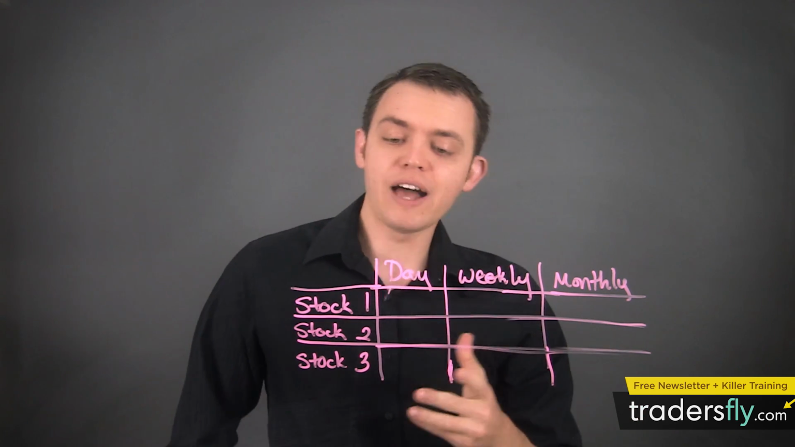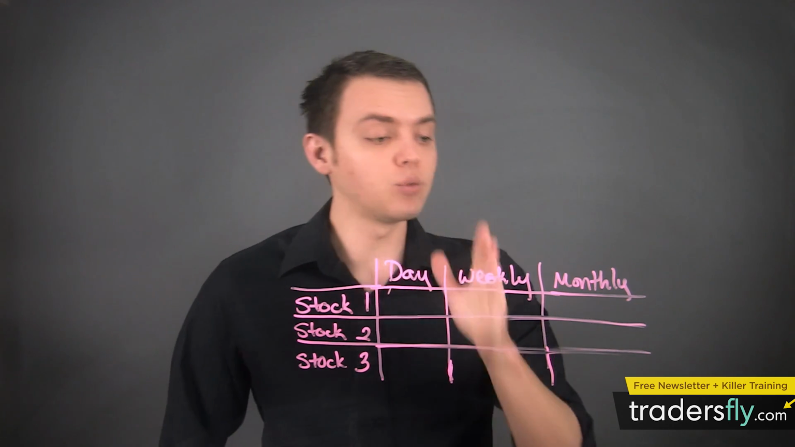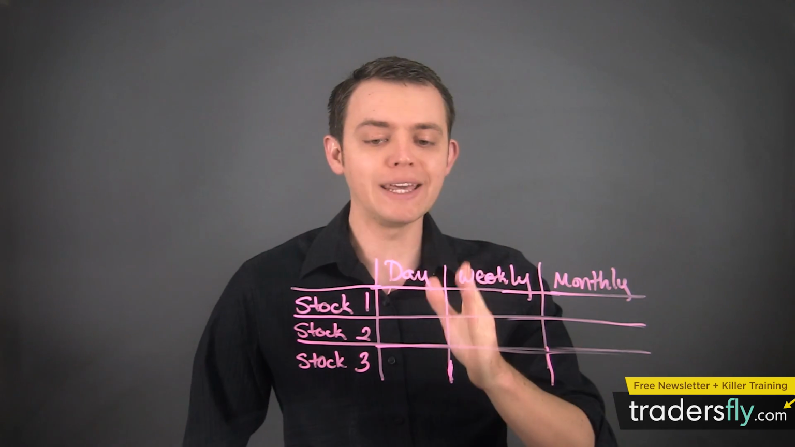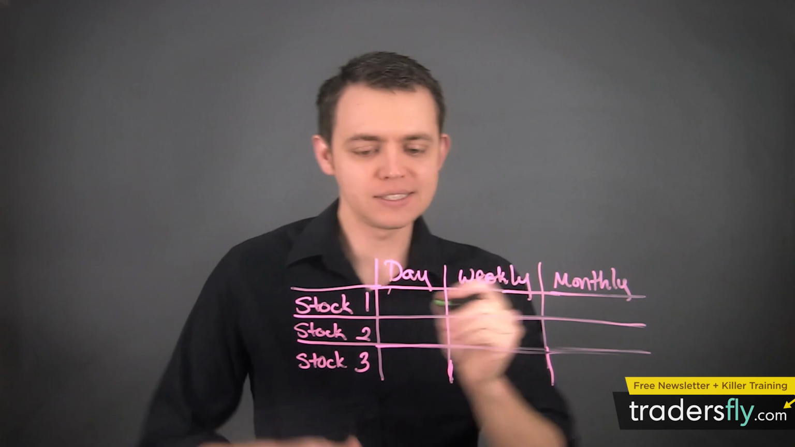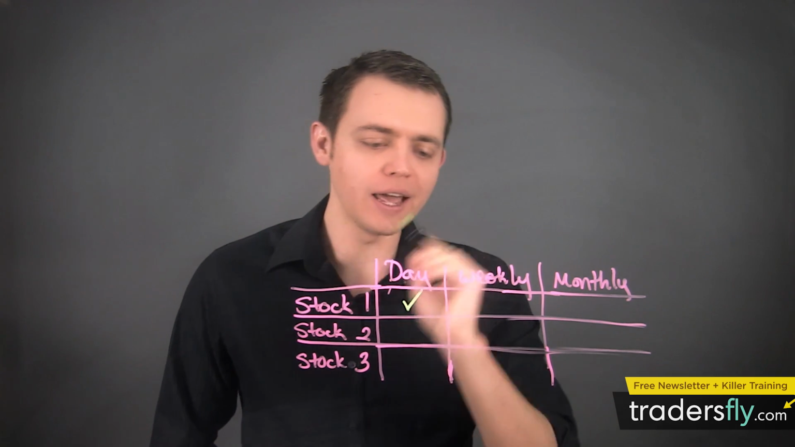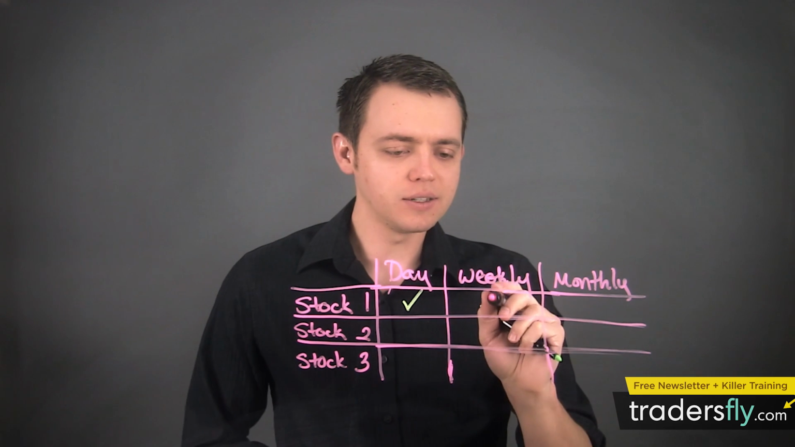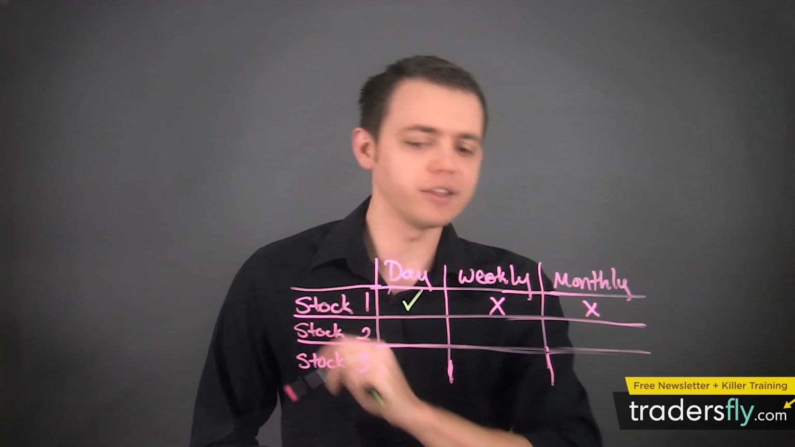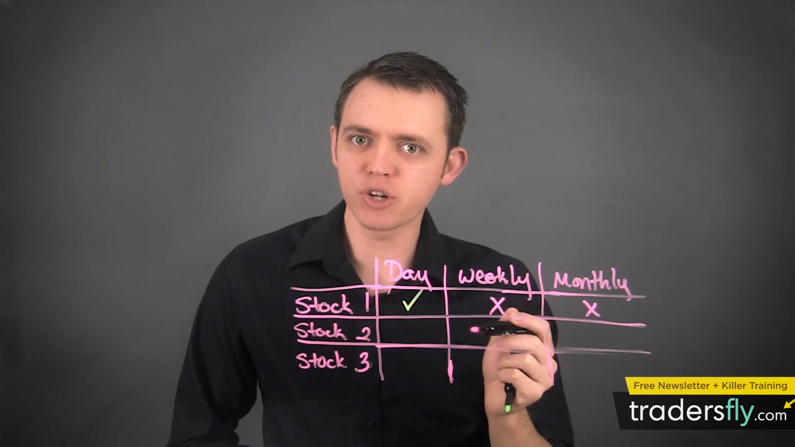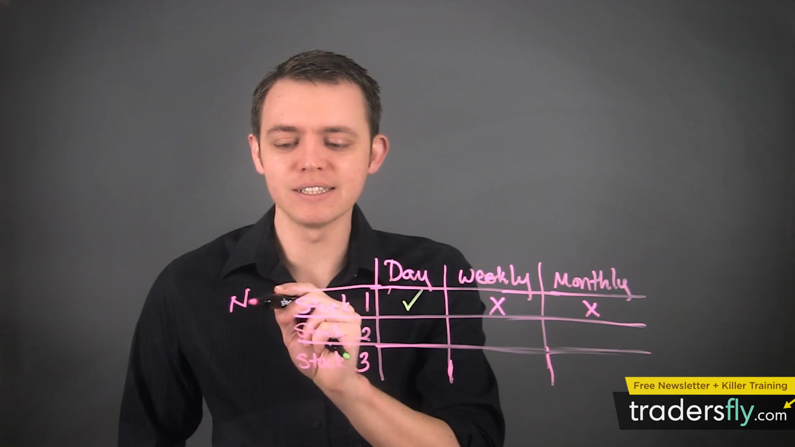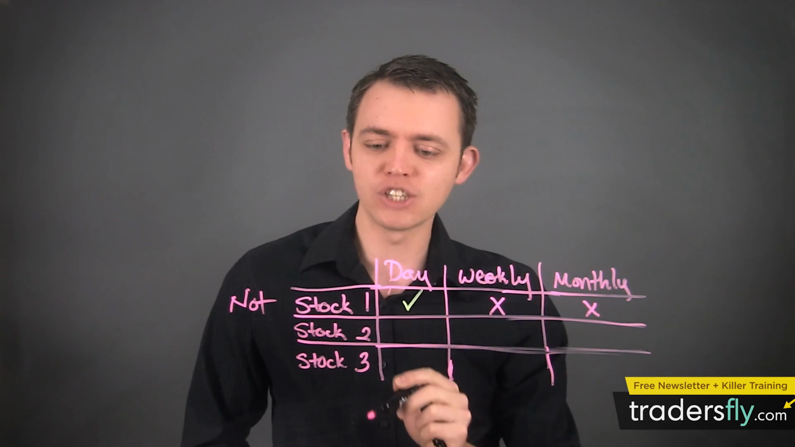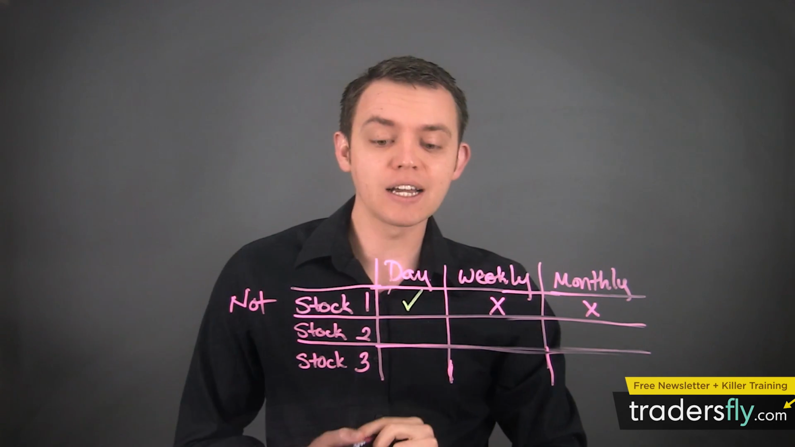So now I'm starting to evaluate. Do I look at the daily, weekly, and monthly? Okay, let's say I'm looking at the daily. Stock number 1 looks great on the daily. It looks horrible on the weekly. And it looks bad on the monthly. So do I want to take this trade? Probably not, because it's not in my favor. The probabilities aren't there.